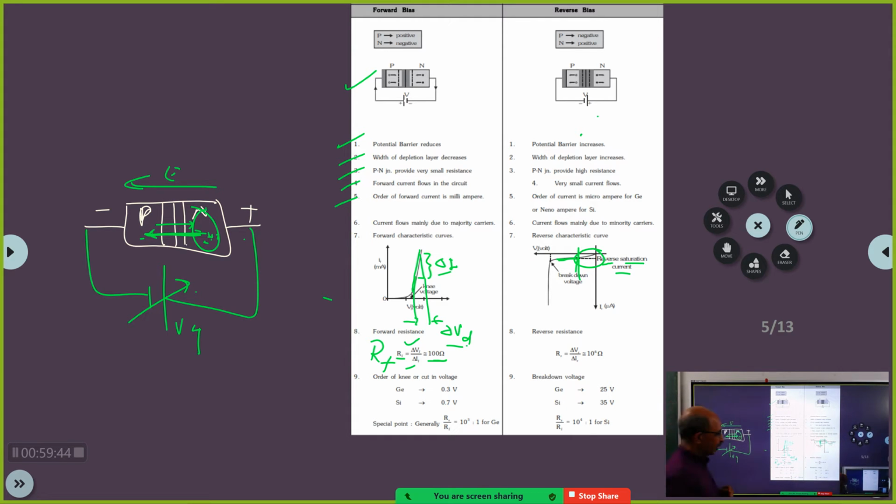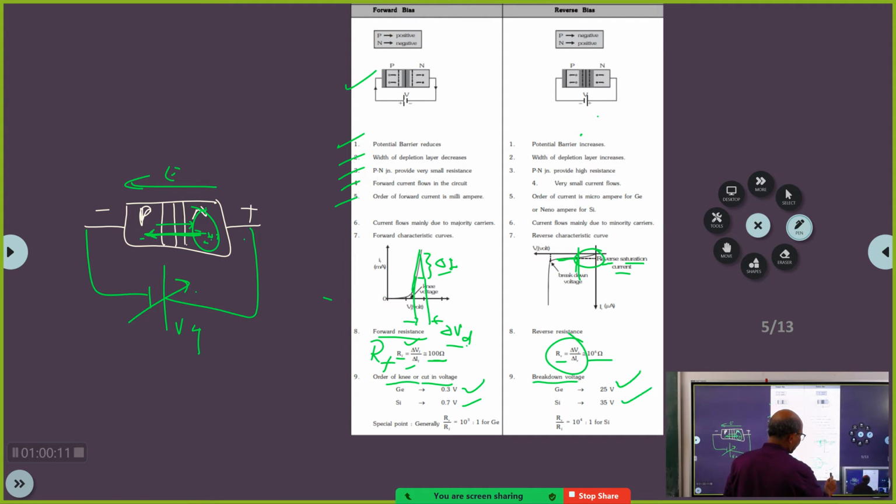Now, a figure of merit, delta V by delta I, we get as the reverse resistance. This is the forward resistance, and the reverse resistance is of the order of 10 to the power of 6 ohms, megaohms. The knee voltage or cut-in voltage for germanium is 0.3 and for silicon 0.7, as I have already explained. Breakdown voltage, an approximate figure, is 25 volts for germanium and 35 volts for silicon. Special point: RF upon RR for germanium is 10 to the power of 3 to 1, and for silicon is 10 to the power of 4 to 1. Remember these things.